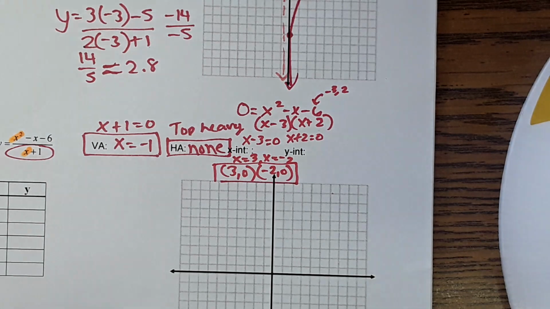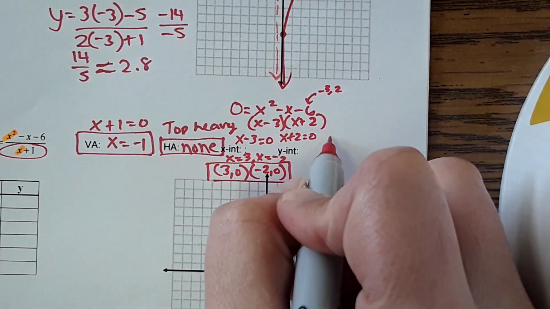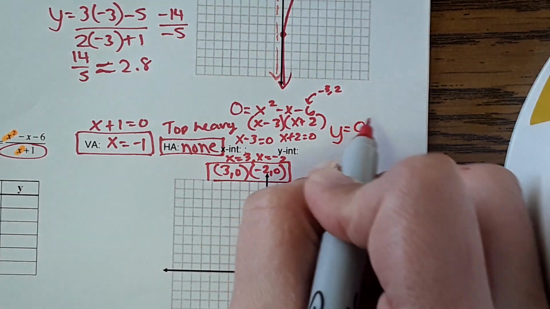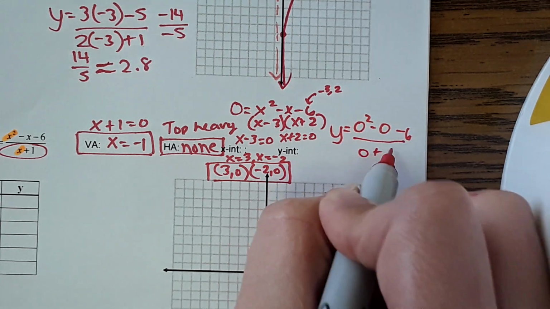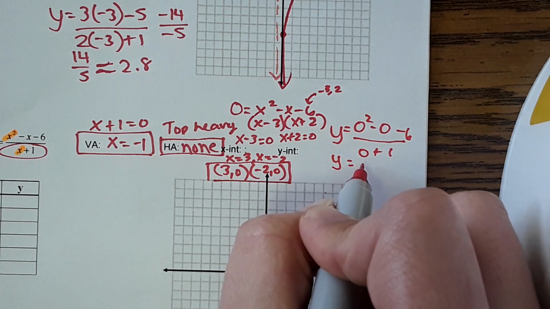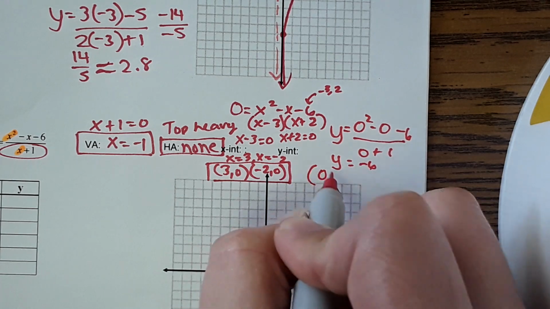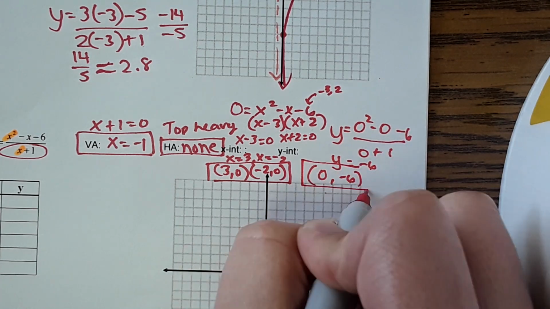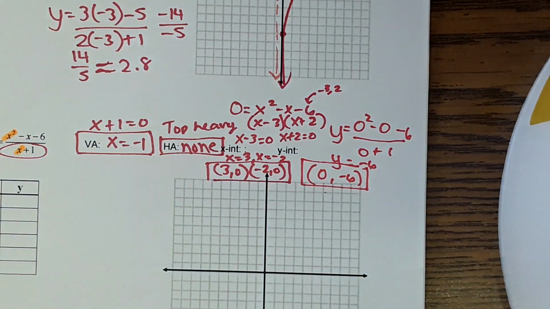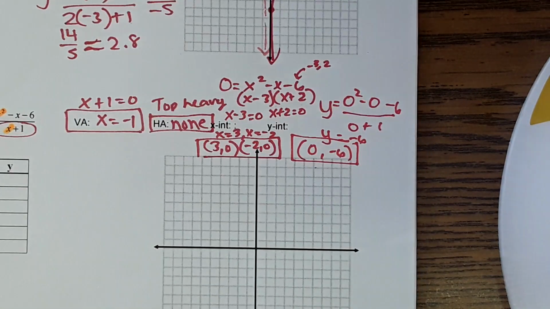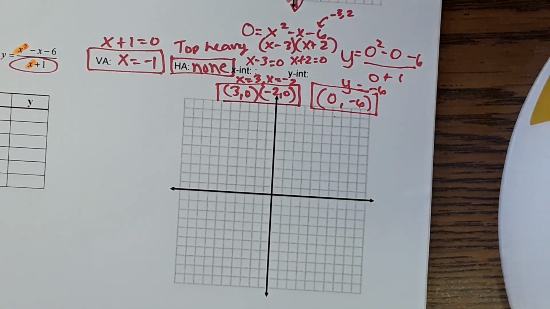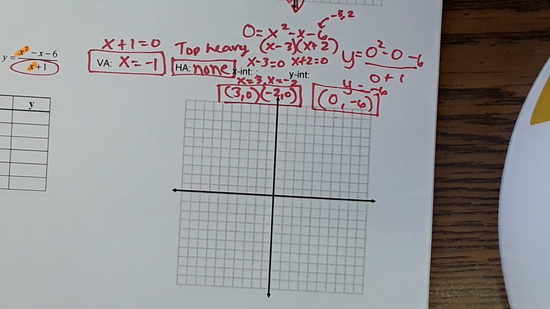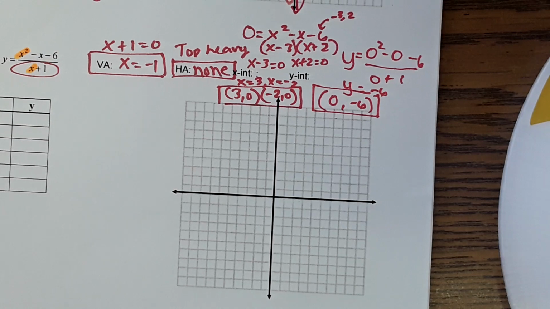Then for y-intercept, y equals 0 squared minus 0 minus 6 over 0 plus 1. So y equals -6, 0, -6.